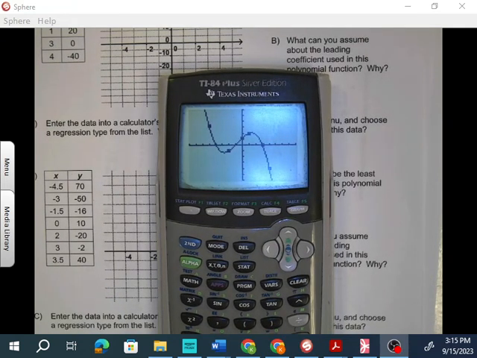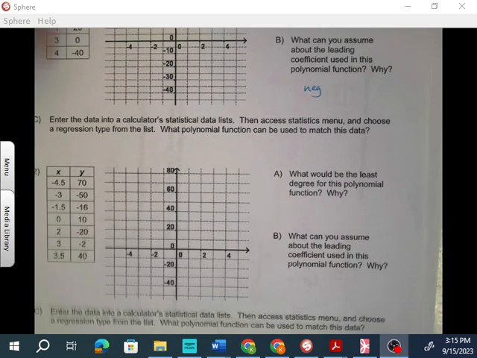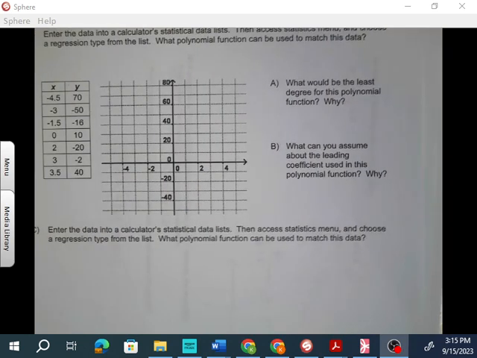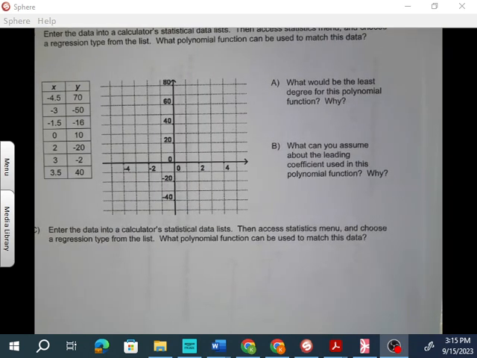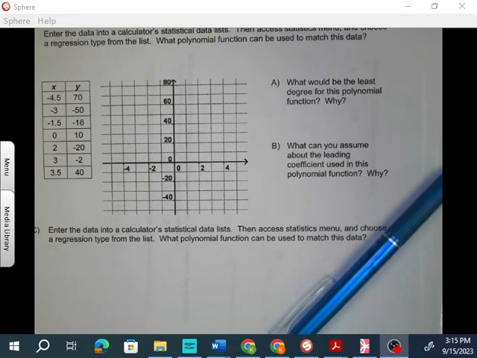I got lost in alpha. Alpha trace should get your y1, then just hit calculate. That is pretty cool. All right, so try number 2. You have to look at it, count your bends or bumps, and figure out what kind of regression it is.